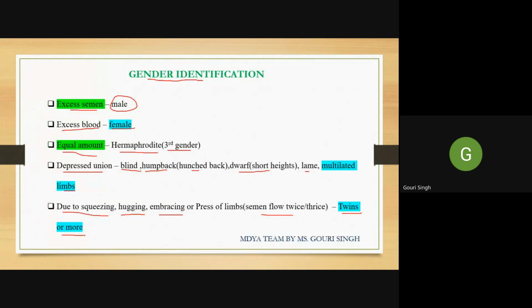So the gender identification is written here: how male and female will be identified, how the third gender takes place, how mutilated limbs or any defective limb, any defective baby we get because of a depressed union, and how twins and more babies come out. That is also explained here.